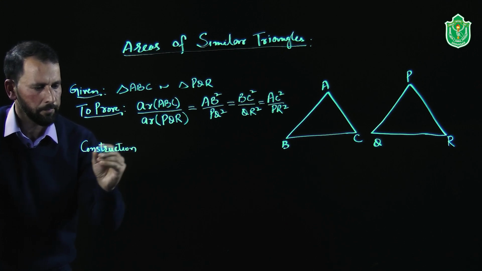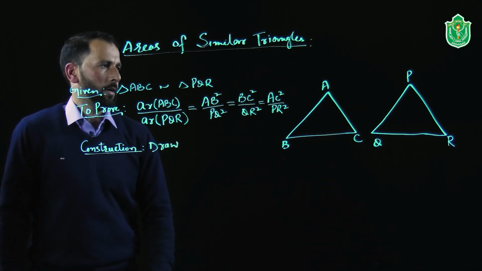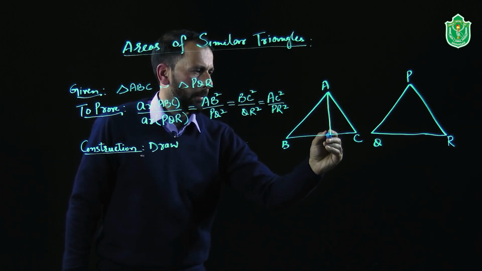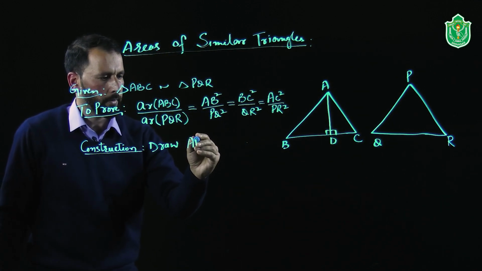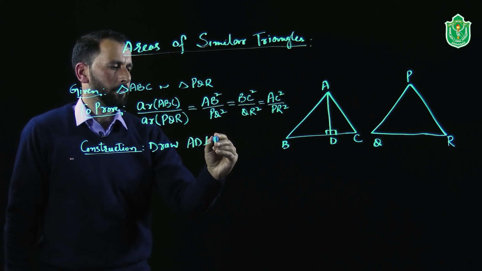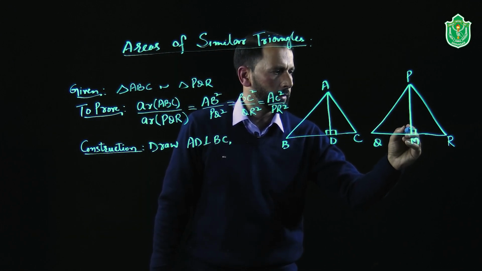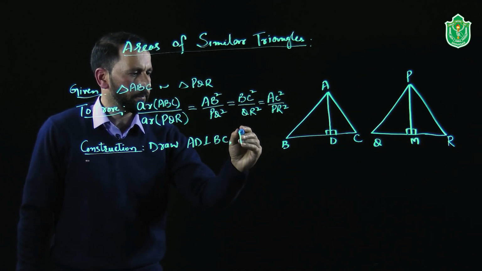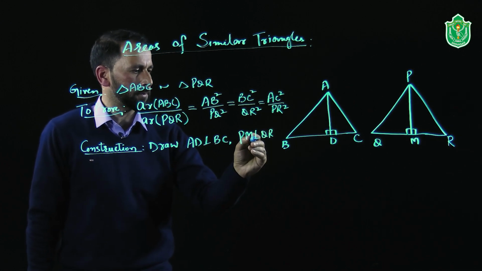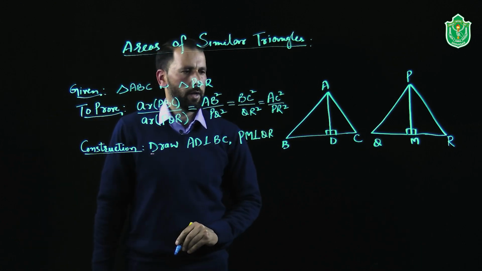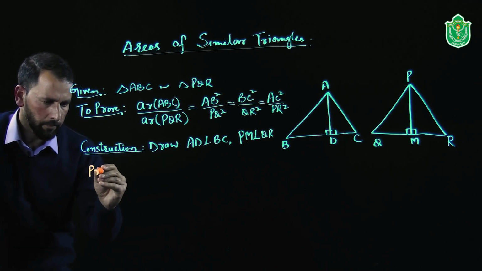This is the construction, that is, draw AD perpendicular on side BC and PM perpendicular on side QR. Now the proof of this theorem is, proof.